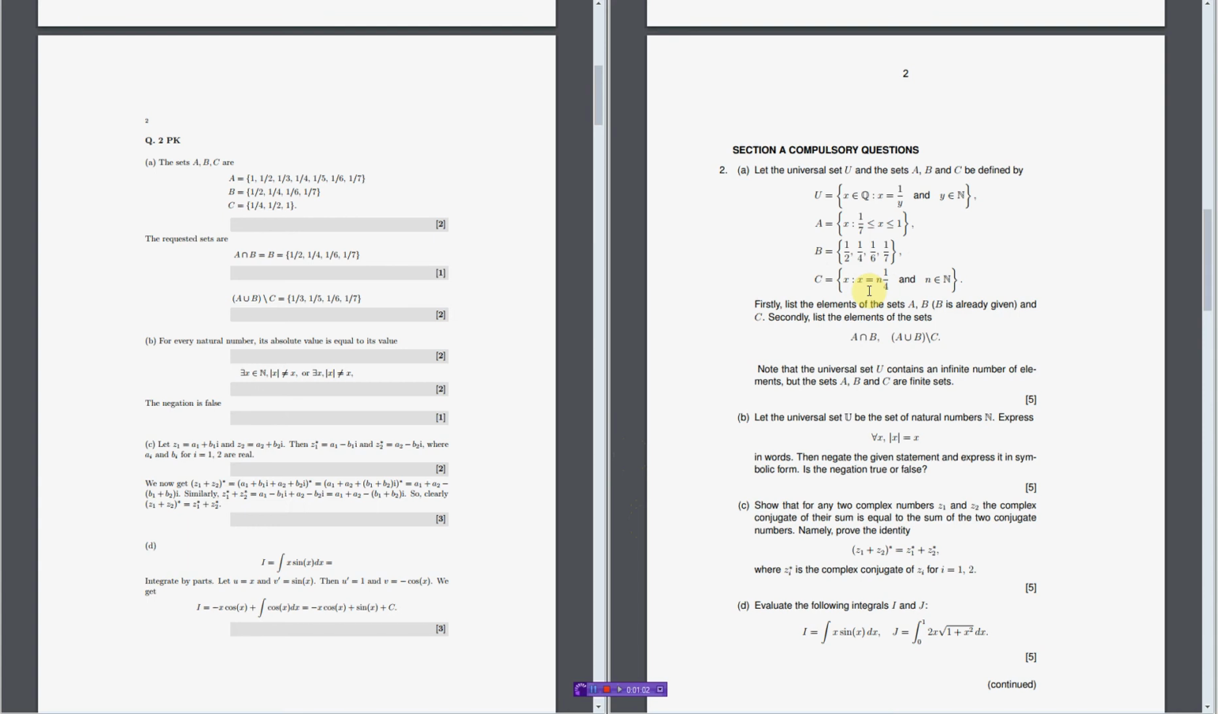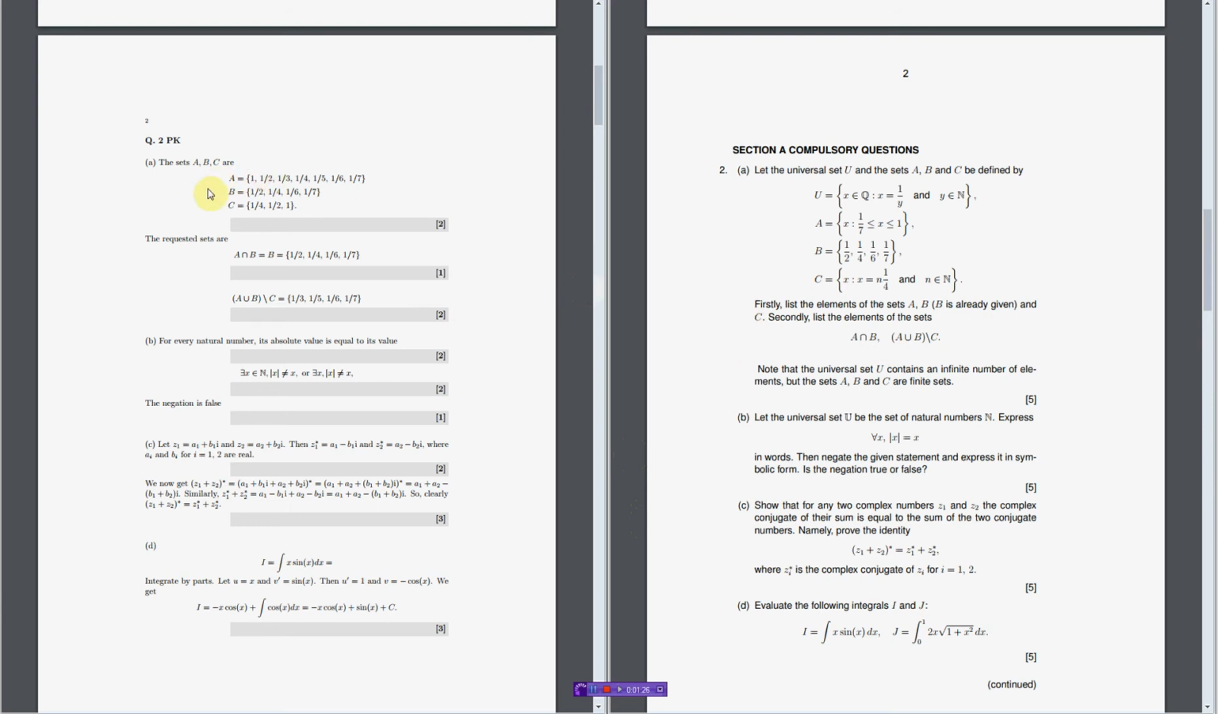So what are we asked to do here? Well, firstly we need to list the elements of the sets A, B, and C. Okay, B is already given, but we need to interpret these definitions of A and C and determine their elements. And then say what the elements of these 2 compound sets are.